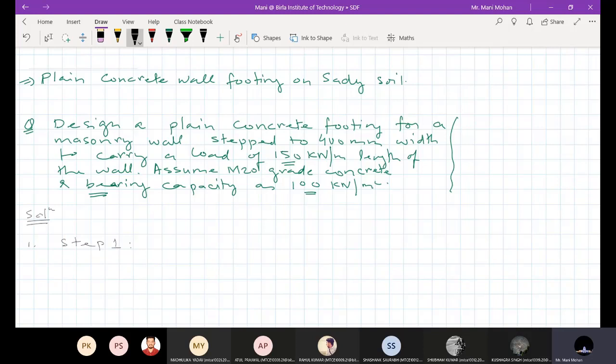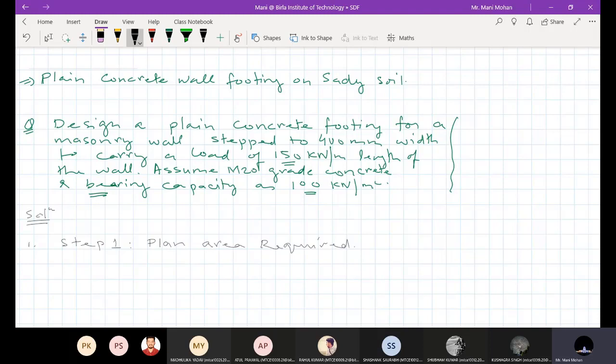First, we will compute the plan area which is required to carry this load safely to the foundation such that your bearing capacity does not exceed. So plan area required. My first step has to be to compute the plan area. So how are you going to do it? Since I said this is gross bearing capacity because nothing has been mentioned.